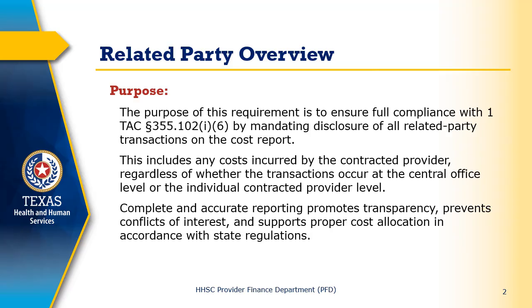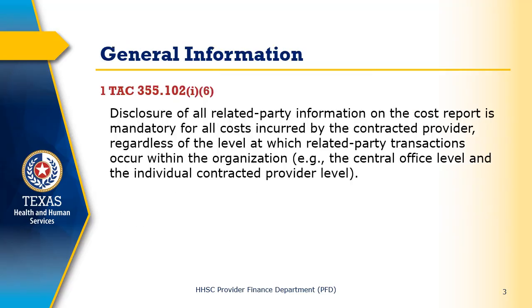This includes any costs incurred by the contracted provider, regardless of whether the transactions occur at the central office level or the individual contracted provider level. Complete and accurate reporting promotes transparency, prevents conflicts of interest, and supports proper cost allocation in accordance with state regulations. Disclosure of all related party information on the cost report is mandatory for all costs incurred by the contracted provider, regardless of the level at which related party transactions occur within the organization.